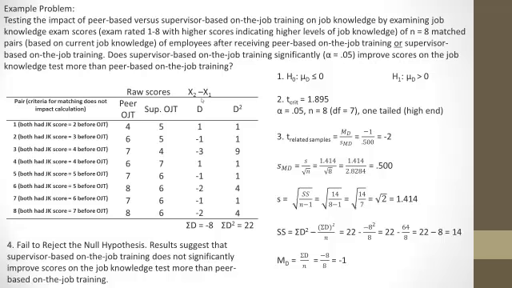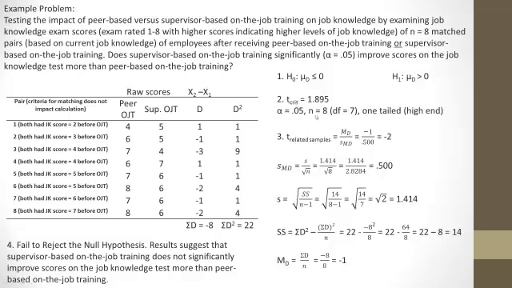So if you think about our x2 minus x1s, we're expecting that x2 is larger, supervisor based on the job training, the second level of our independent variable, which is on the job training in this case. So we think that supervisor is better than peer. So in other words, we're expecting a positive difference. Supervisor better than peer. So when we state our alternative, you want to say that the mean difference is positive, or in other words, the mean difference is greater than 0. And if it's not greater than 0, then it's less than or equal to 0 under the null.